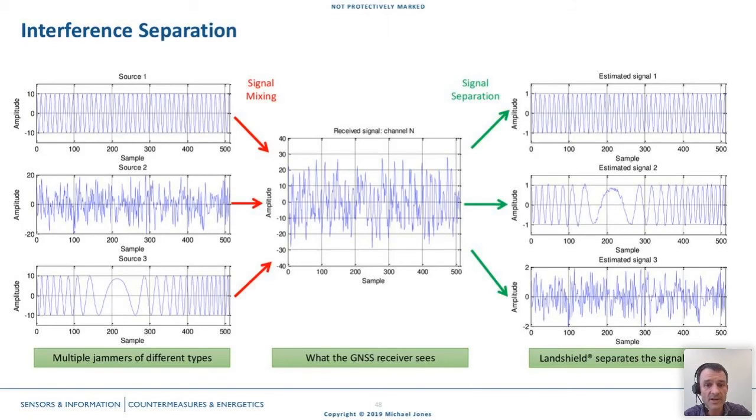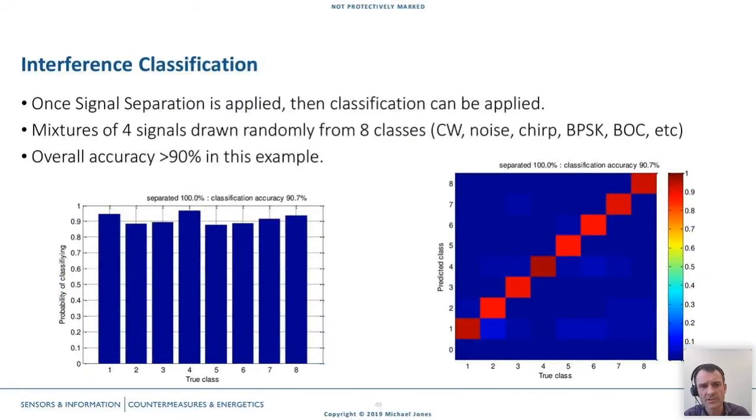And so I'm just going to finish off on that point, just to talk a little bit about interference classification. Once you've separated those signals, you can classify them. This is an example of 8 different classes of jammer: continuous wave, noise jammers, chirp jammers, BPSK jammers, and a couple of others. And the diagram on the left, that bar chart, is showing the true class of those jammers against the probability of classifying it. So you can see we're at about 90% classification accuracy.